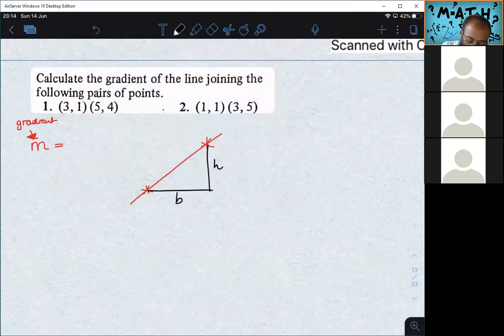Height divided by base. Okay, so the old gradient was height divided by the base. Now that they've given us coordinates, for example, one will be (3, 1), one will be (5, 4).